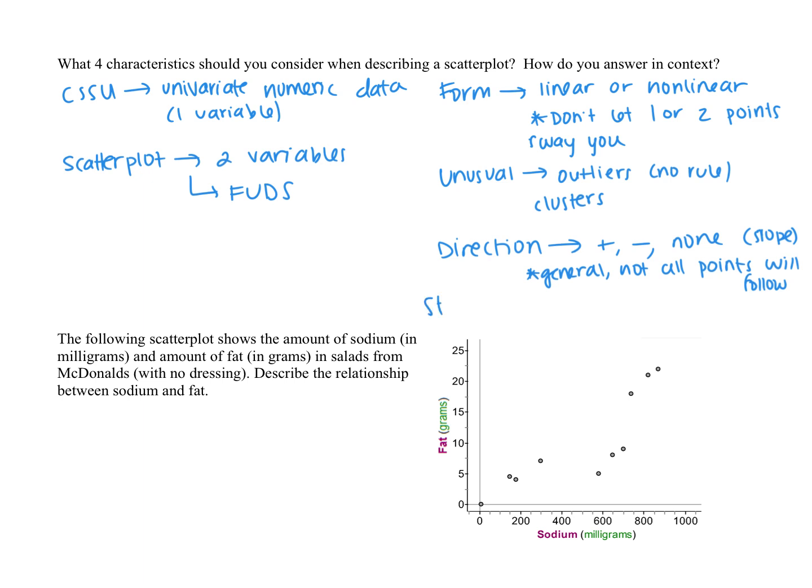And then lastly is strength. That just means how closely do we fall to a straight line. The strength can be weak, moderate, or strong. Okay, two things. You have to make sure you have context with both variable names.